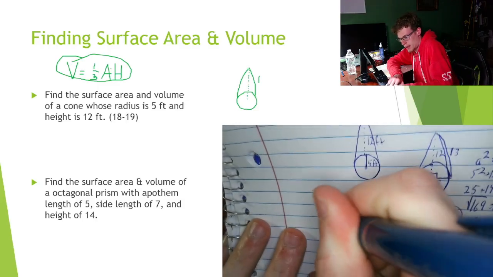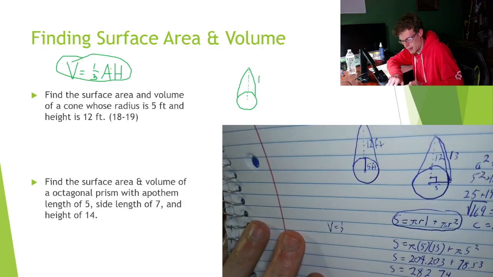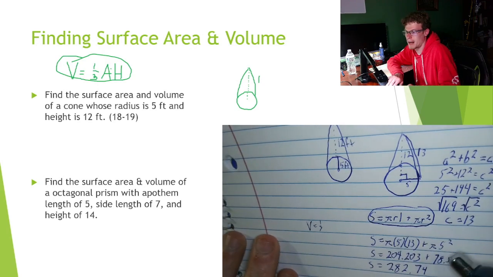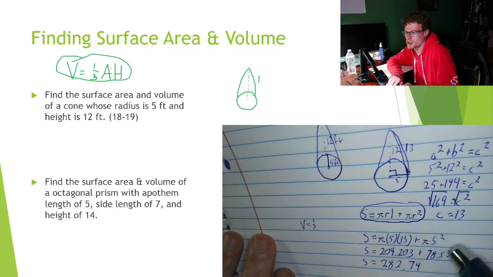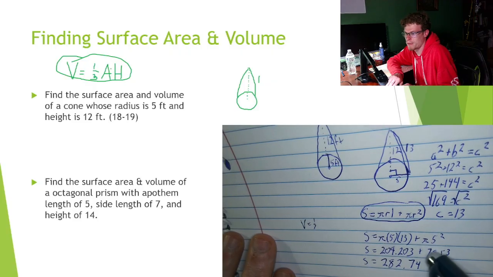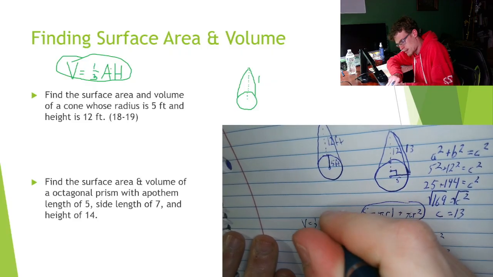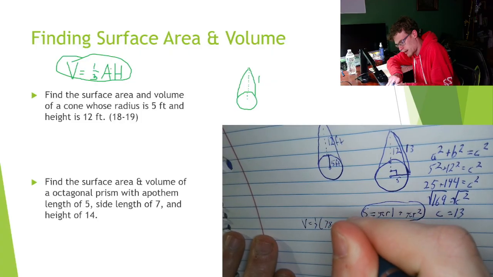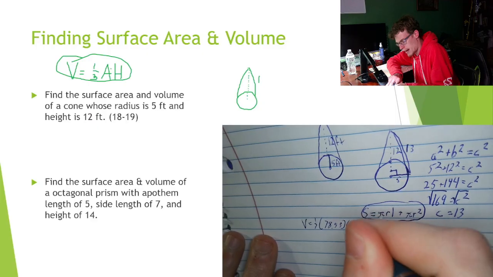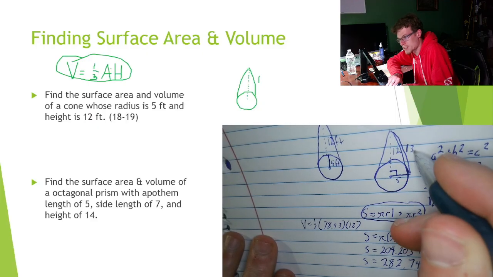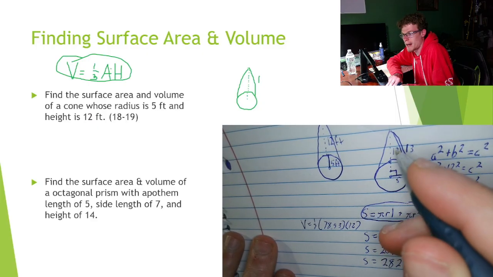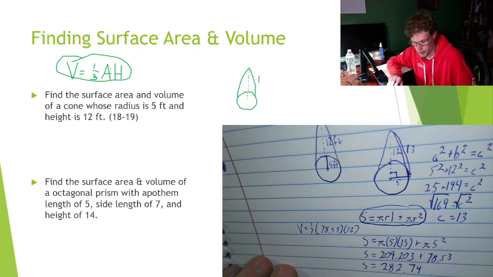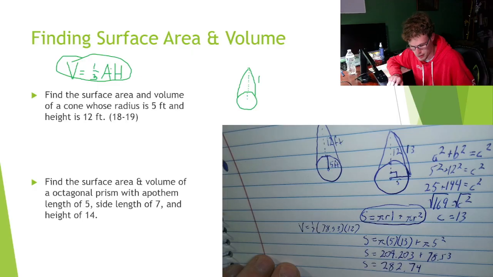Volume equals 1/3. I already found the area of my base back in the prior problem. Pi r squared is 78.53. So I'm going to do that times 78.53. And then my height is 12, not 13. 13 is the slant height. 12 is my actual height. So I'm going to do 78.53 times 12 times 1/3.